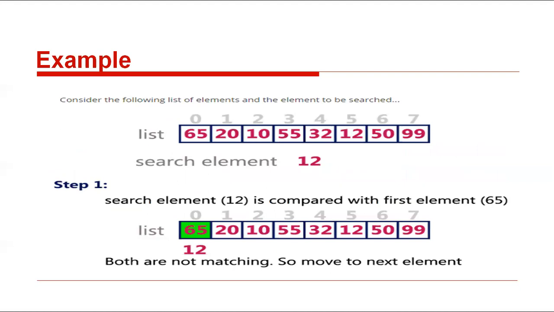Consider the example list of elements. The elements are 65, 20, 10, 55, 32, 12, 15, 99. These are the list of elements, with indexes 0, 1, 2, 3, 4, 5, 6, 7. What is the value at index 1? 20. Clear? So consider the following list of elements.